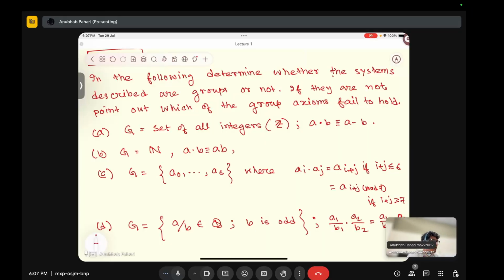So if you are uncomfortable with mod 7, yeah, you can just replace it with minus 7. I think mod 7 is more accurate, but anyway.